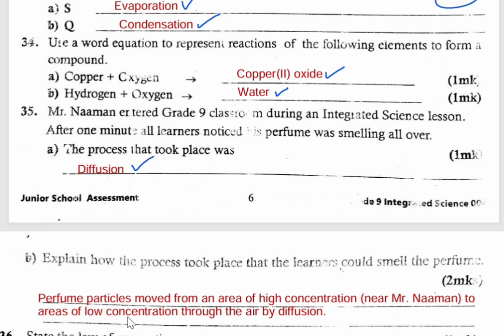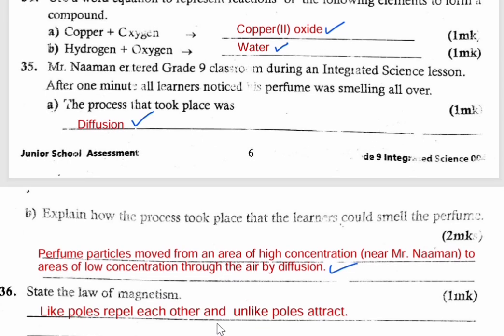Part B, explain how the process took place that the learners could smell the perfume. So that is diffusion. So how did it take place? Perfume particles moved from an area of high concentration, that is near Mr. Naman, to areas of low concentration where the students were, through the air by diffusion. So that is the explanation of how the process took place. So we continue to question number 36.